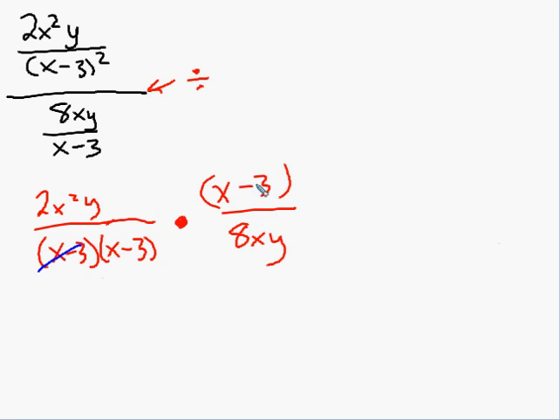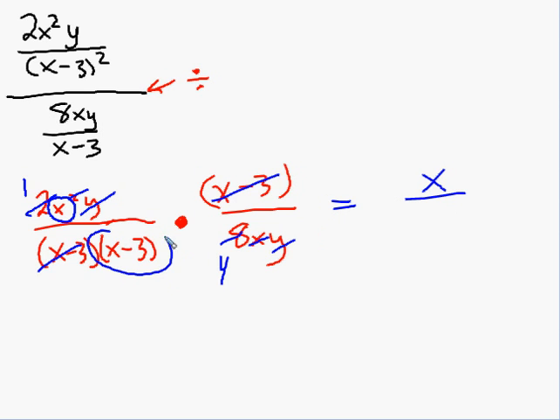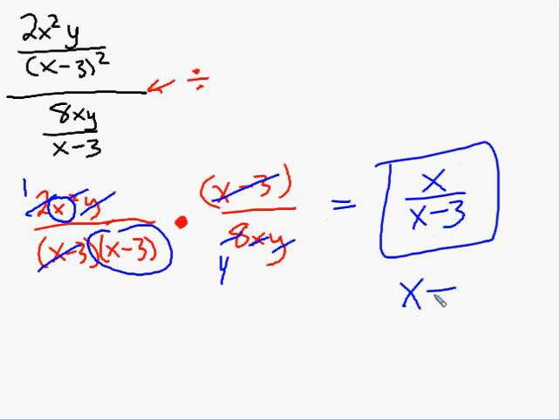And now cancel. Only cancel one of these, not two. It only cancels one time. 2, y's, and one of these x's. So I get, see, this is sometimes hard to see, I get that. I have x, I have that left. Okay, and x cannot be 3.